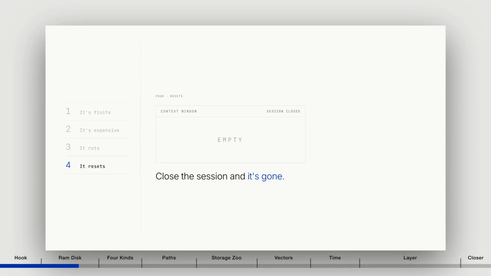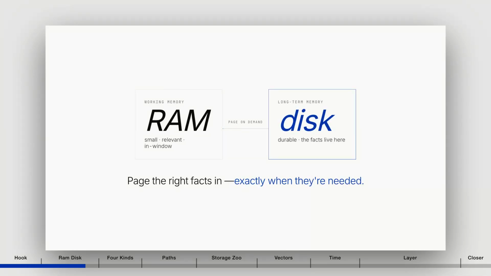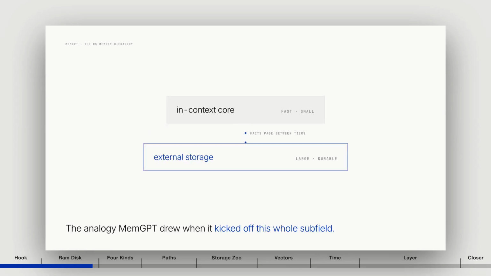Working memory is RAM. Long-term memory is disk. Confusing the two is the original sin of agent design. So memory is the disk tier. Keep the window small and relevant. Page the right facts in from durable storage, exactly when they're needed. That's the RAM versus disk hierarchy an operating system already manages. It's the exact analogy MemGPT drew when it kicked off this whole subfield.